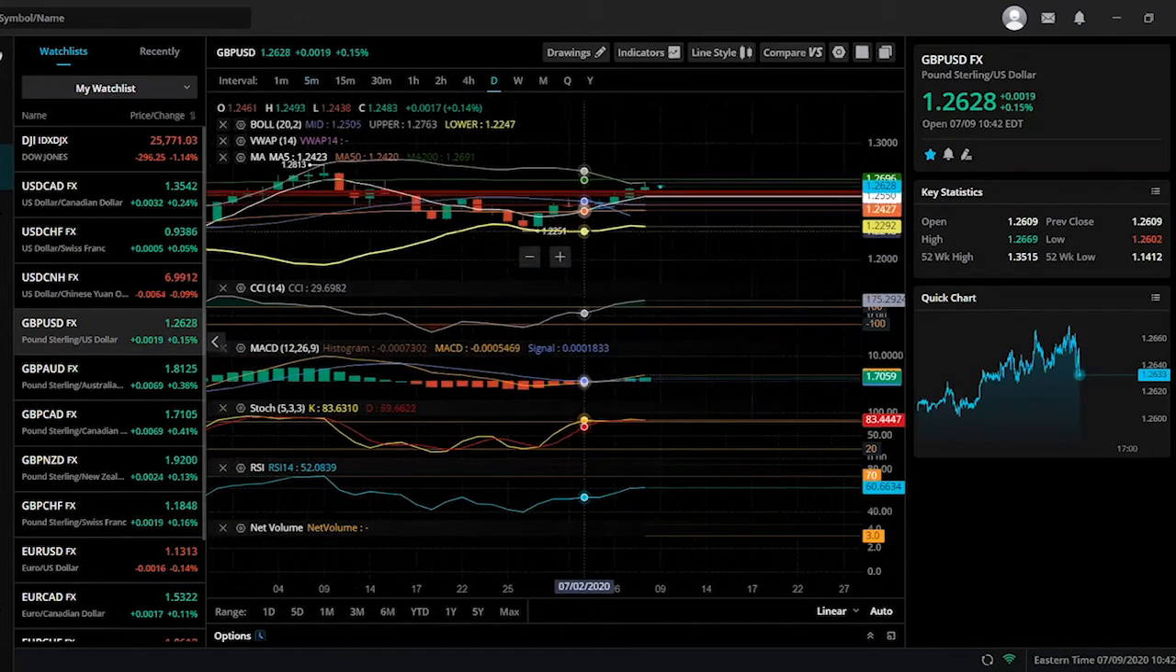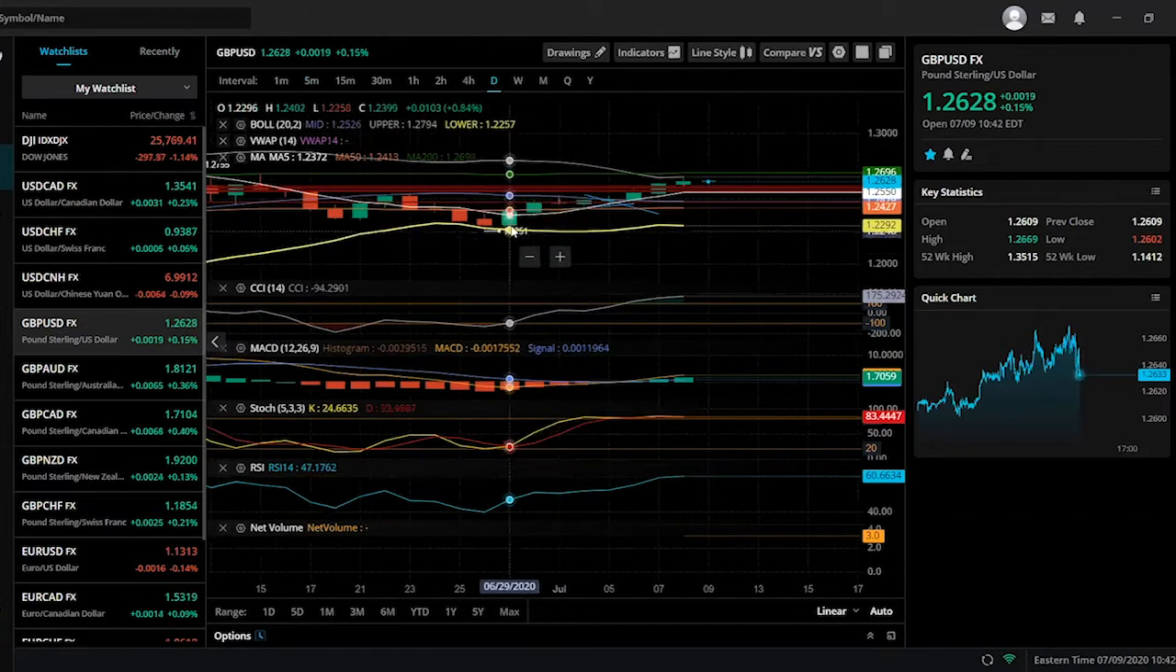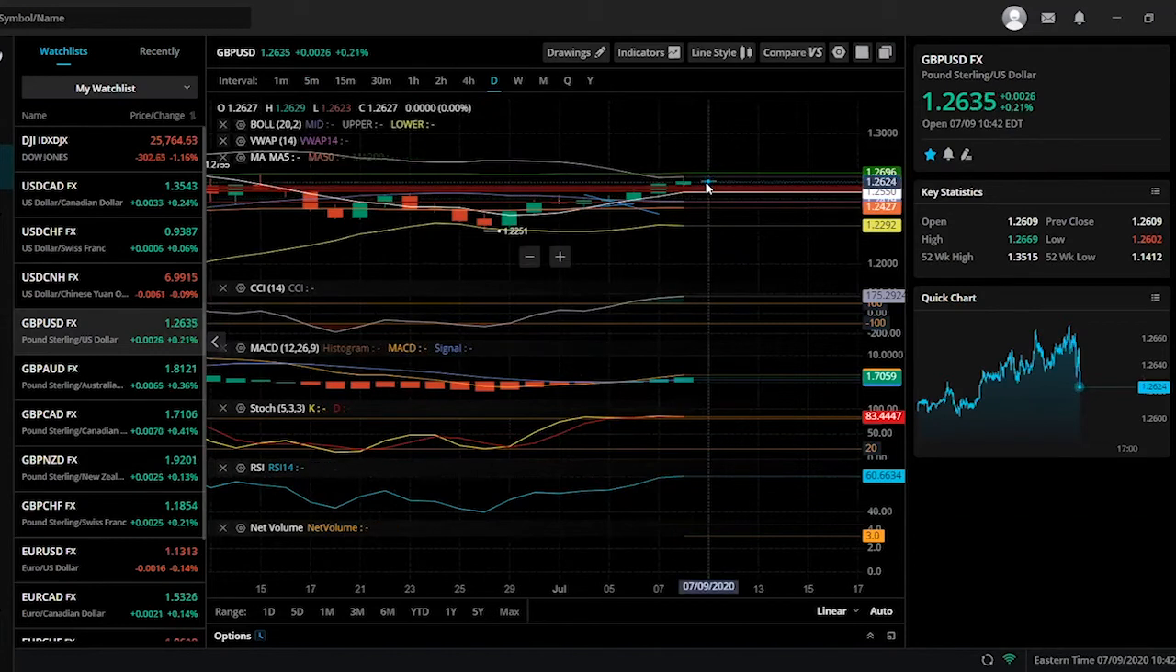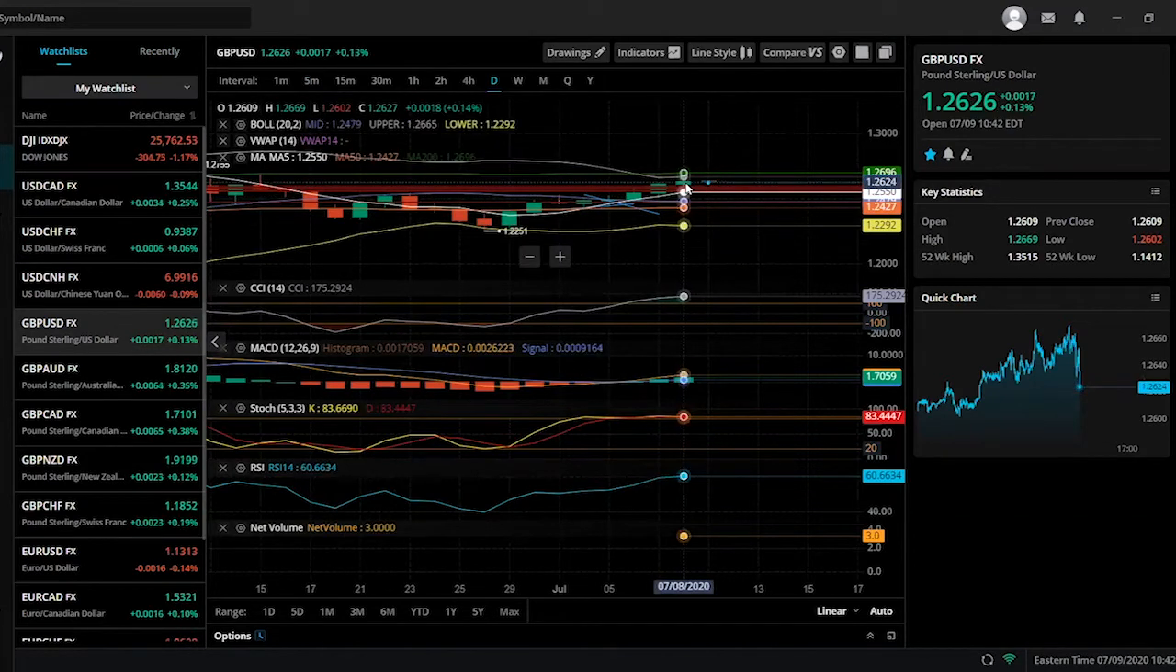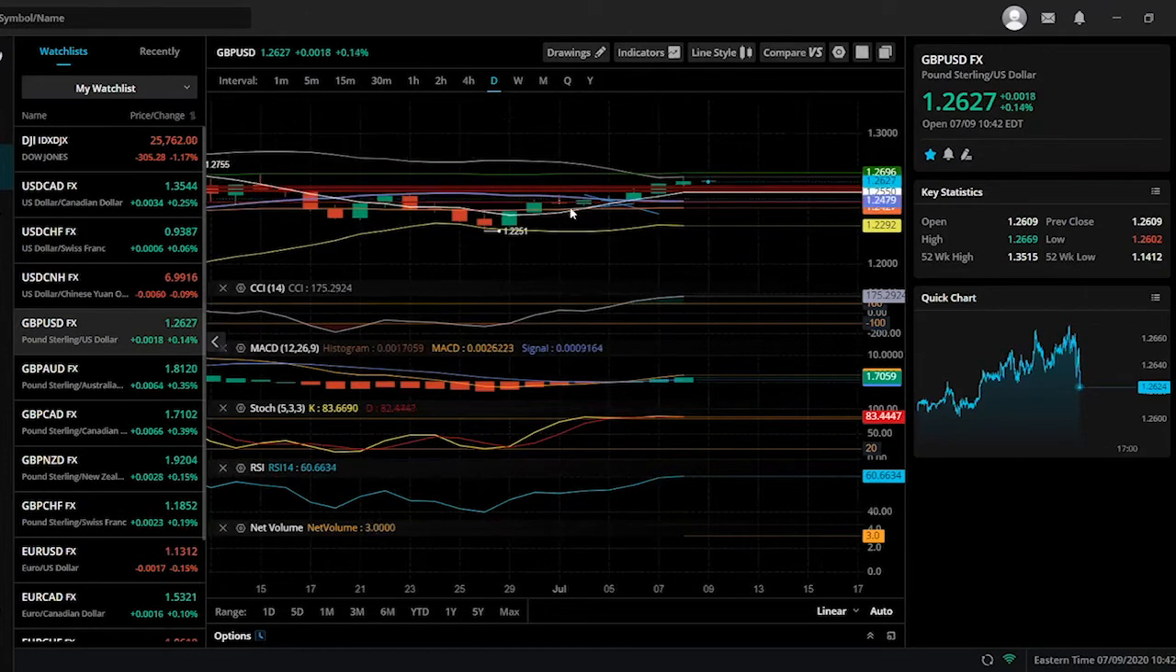So each one of these candles here is an entire day, okay? 9:30 a.m., 4 p.m. close is one candle, okay? So this is today's candle, started at 9:30. This was yesterday's, day before, and so on and so forth, okay?